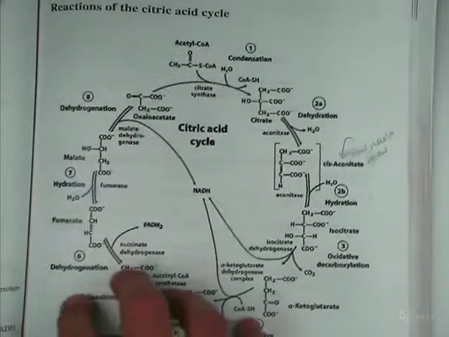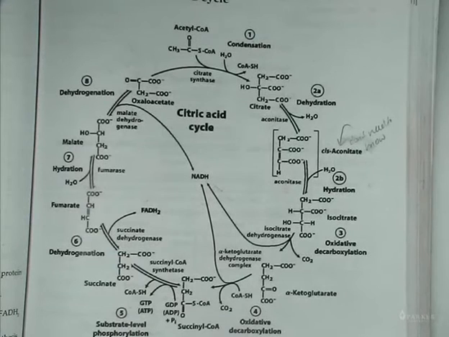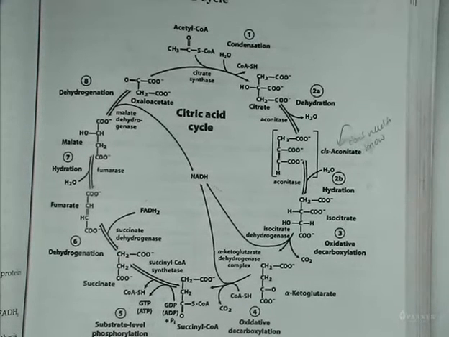All right, so we've got our acetyl-CoA. So the very first thing that happens is acetyl-CoA and oxaloacetate are going to combine to make citrate via citrate synthase.